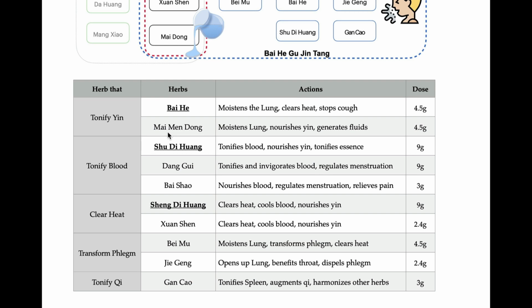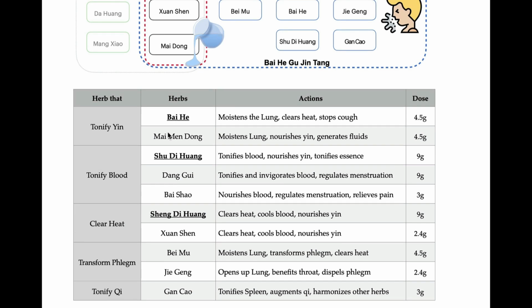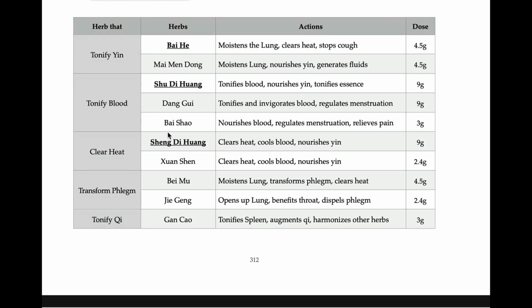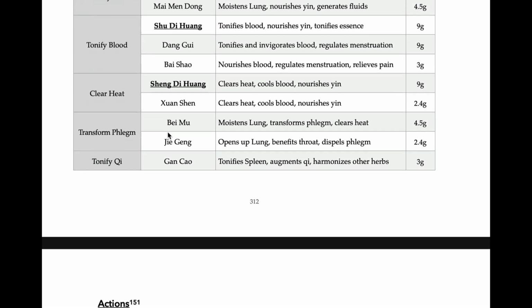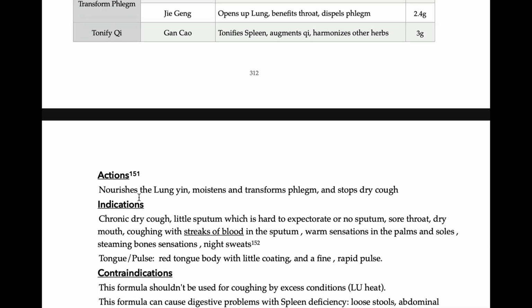So what kind of condition? Tuberculosis and long-lasting pneumonia, extreme chronic conditions. So nourish in this kind of condition, tuberculosis, streak of blood, not excessive bleeding, but streak of blood. This can be shown as a sign. Night sweating, severe yin deficiency, steaming bone sensation, severe yin deficiency, and streak of blood. Those are the keywords for Baihe Gujintang.